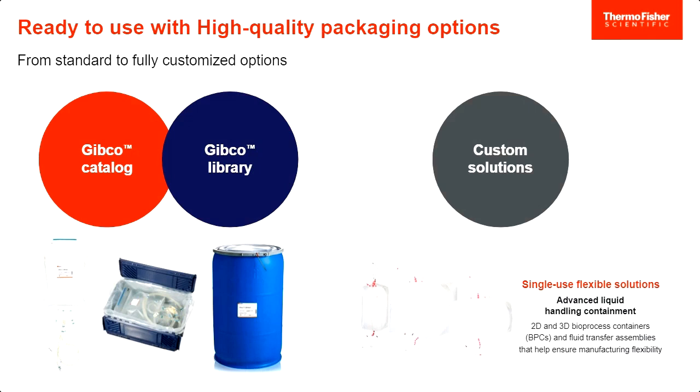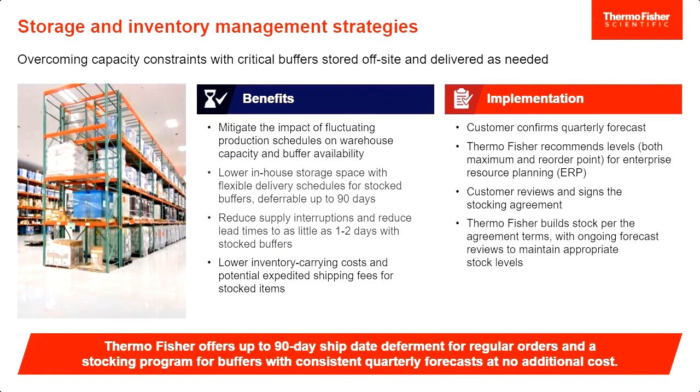Our packaging options range from 1 liter to 1,000 liter and can be customized to meet your needs, including tubing, connectors, and the film. So the last tool we can provide is storage and inventory management. We all know that production schedules can fluctuate and that warehouse storage can be limited. We can help with these challenges by storing buffers off-site and delivering them when needed. This would reduce the in-house storage costs and constraints.